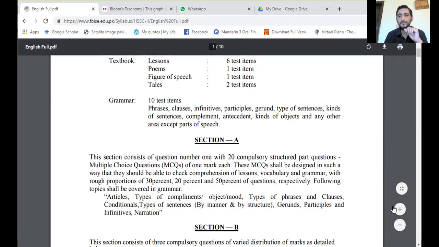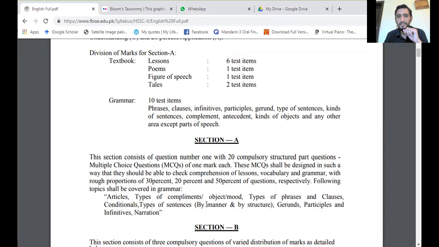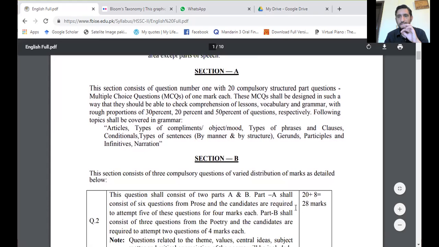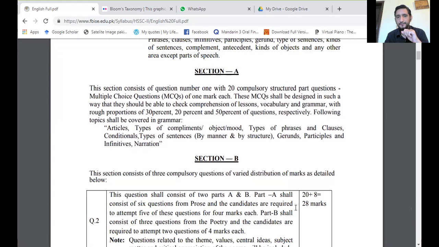50% of it is based on your understanding of grammar that would be taught to you at the end of each lesson. So what kind of grammar is involved? Articles, types of complements, subject, mood, phrases, clauses, conditionals, types of sentences, gerund, participles, narration, and more. So this would be 20 marks for your section A MCQs, 50% from your lessons and 50% from the grammar section.